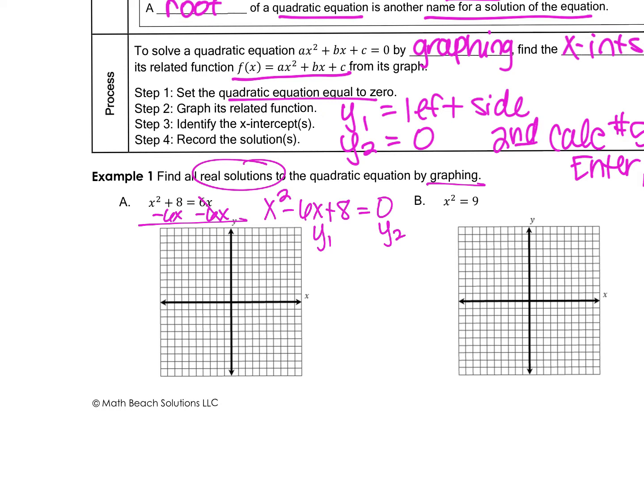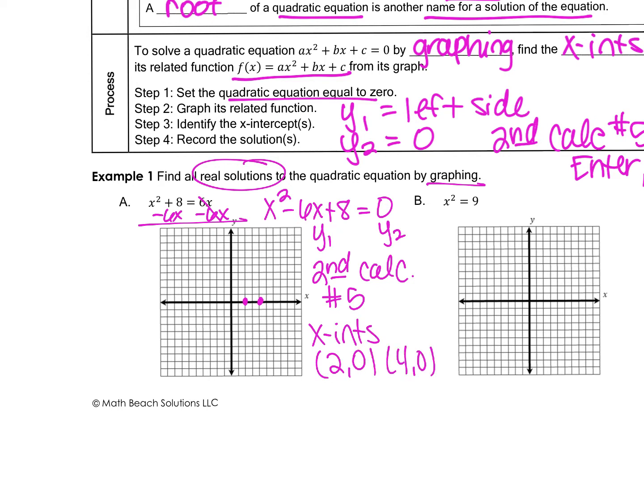So if you have your calculator, after you've typed it into y equals, you're going to do second calc or trace. You're going to choose number 5 and then press enter 3 times. You're going to have to find both of your intersection points, so you're going to have to repeat that. On this one, it's going to intersect at (2, 0) and at (4, 0). So your x-intercepts should be (2, 0) and (4, 0). We're just sketching it.